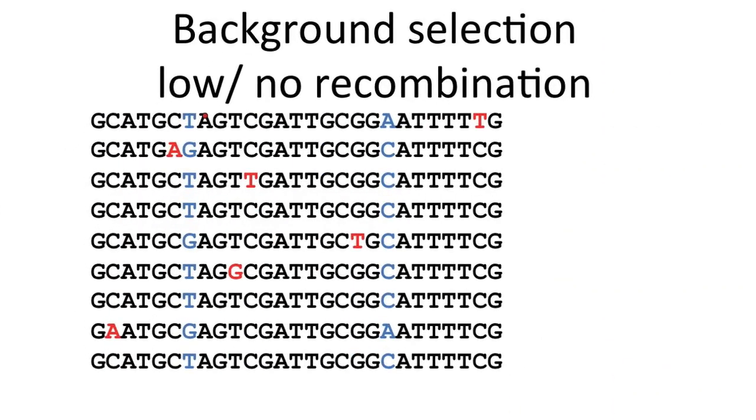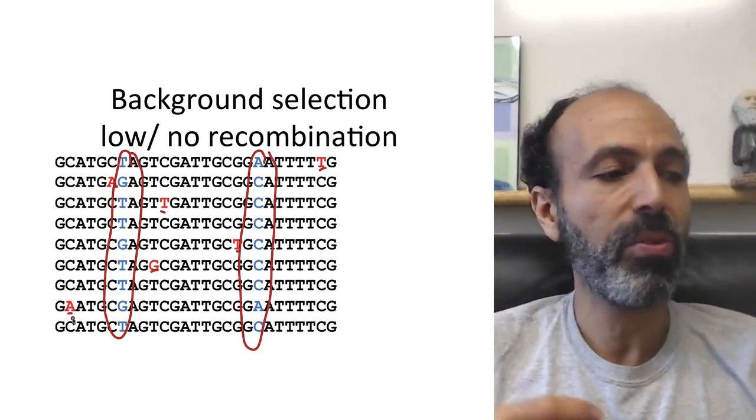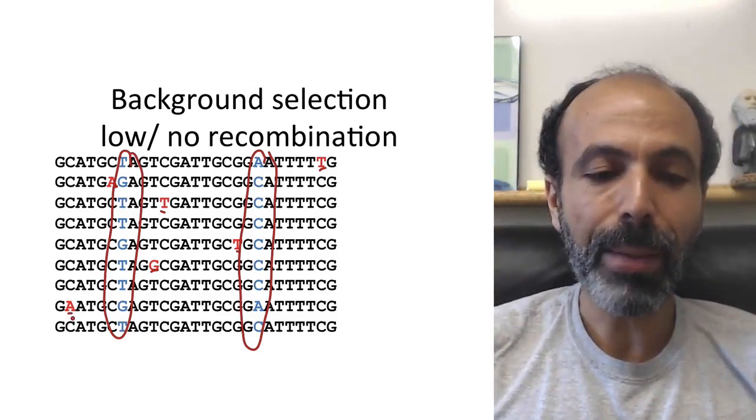Now, what we have depicted here is background selection in a region of low or no recombination. So we have several neutral sites here. These blue ones are neutral, so this is essentially where diversity doesn't matter. And we have here a set of bad mutations that have arisen in this population. We see that we have a lot of bad mutations. We're assuming that these are fairly frequent. So what's going to happen?